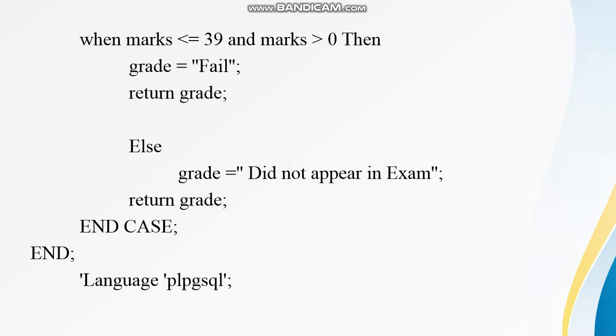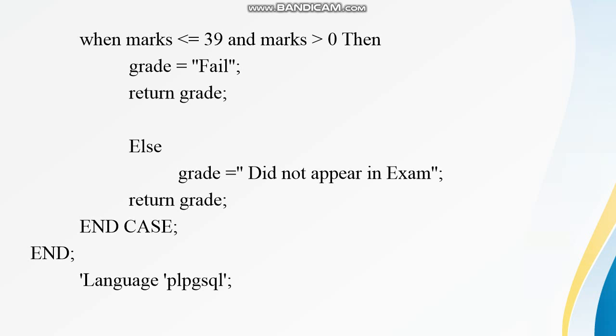Okay, the case keyword is important, so that it tells us that it is a case statement, right? What is the first case over here? When marks is greater than or equal to 40, then please return the value of grade as pass. Okay, next, when marks is less than or equal to 39 and marks is greater than 0, then return grade as fail. Else grade is what? Did not appear in the exam, so it will return that particular message. Then end case and end, language plpgsql.